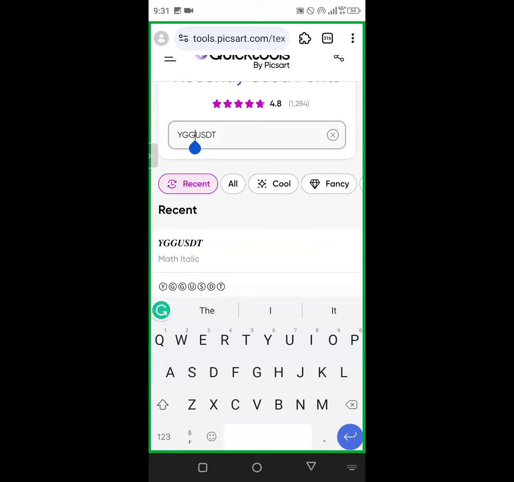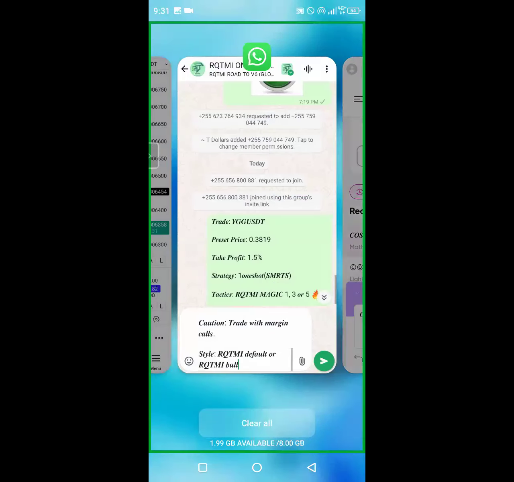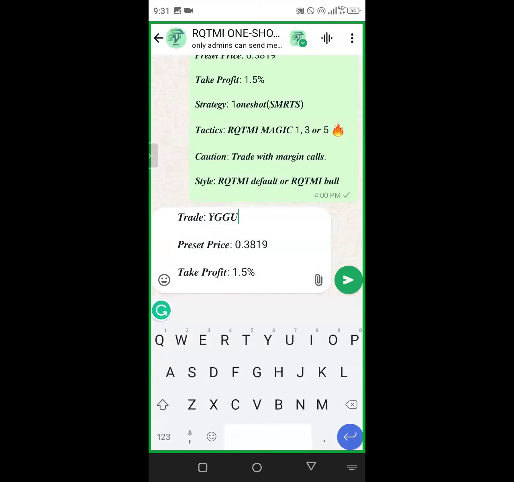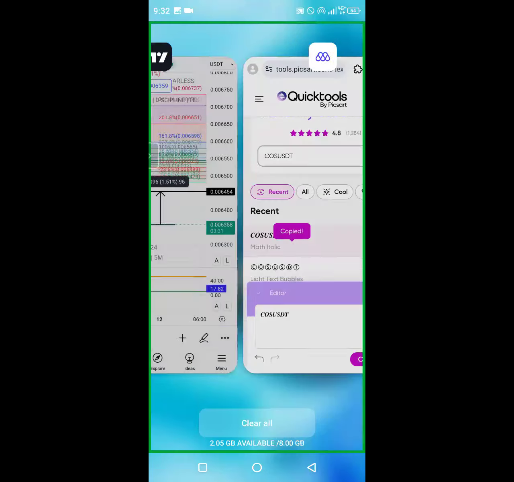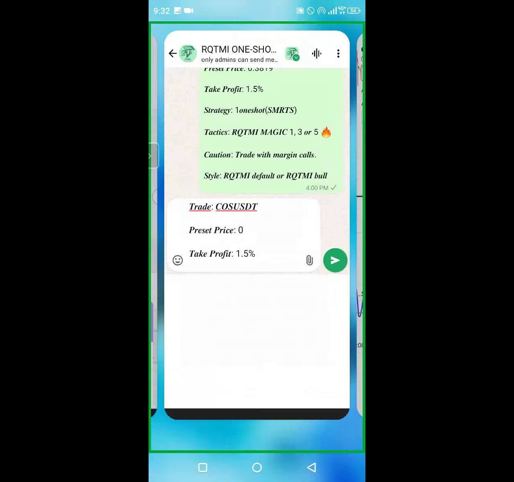Take 1.5%. Don't go beyond 1.5%. If you're trading on the shorter time frame tactics, on the 15 minutes or the 5 minutes or the one minute, ensure you follow the instruction. Let's see. The cost is 0.206360.